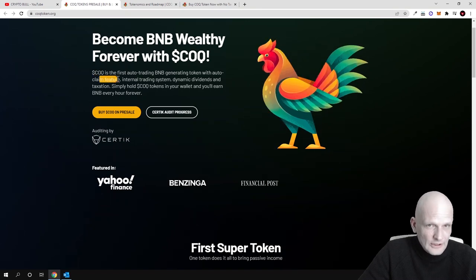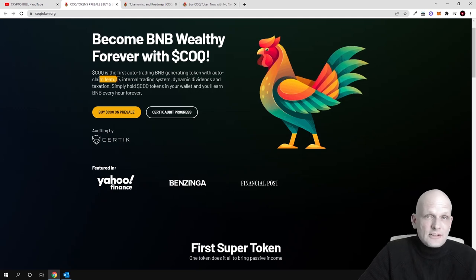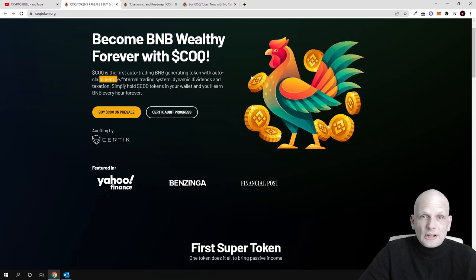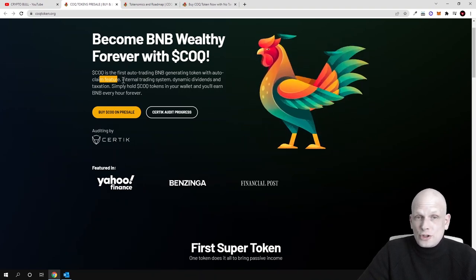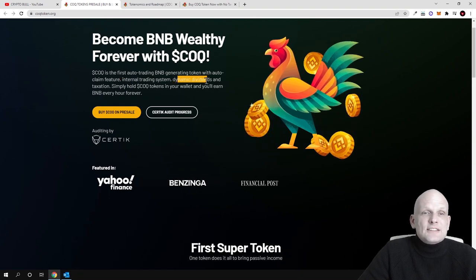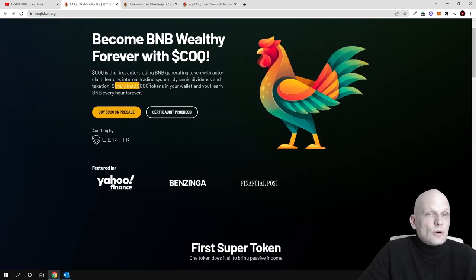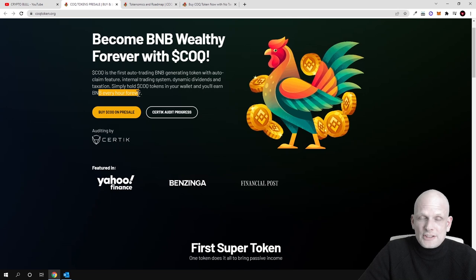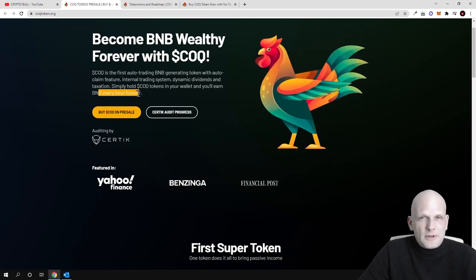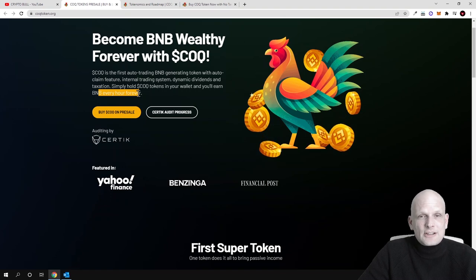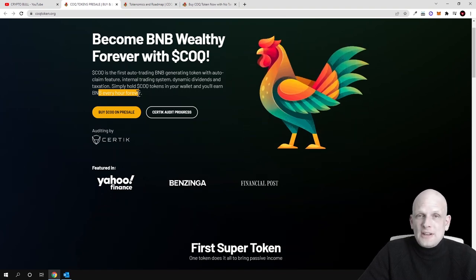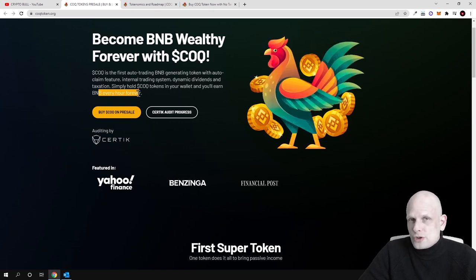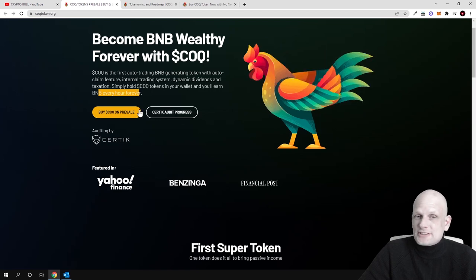This means that if you are hodling this, you are getting BNB whenever trades are happening on this DEX, or decentralized exchange, which we will have a look at a bit later in this video. So: internal trading system, dynamic dividends and taxation. Simply hodl COQ tokens in your wallet and you'll earn BNB every hour forever. Whenever people start trading by using this DEX, you earn. Currently it is only on Binance Smart Chain, but like I said, guys, in future they are going to make it multi blockchain, so on different blockchains as well, rather than only on this.